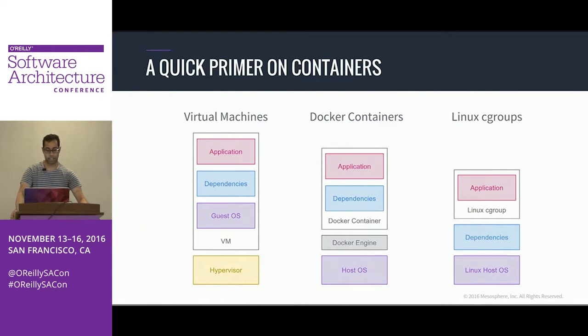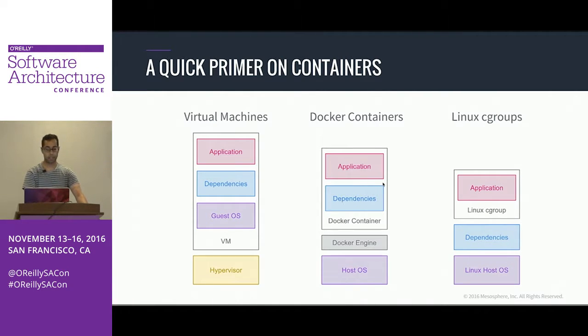Another way to look at it is if you look at virtual machines versus Docker containers versus cgroups. And cgroups here is kind of similar to what Mesos used to do in the early days. Mesos now supports Docker containers. The way to think of Docker containers, in my mind, is more like an image format.